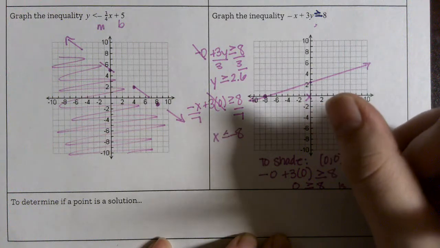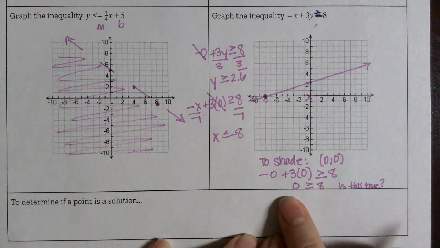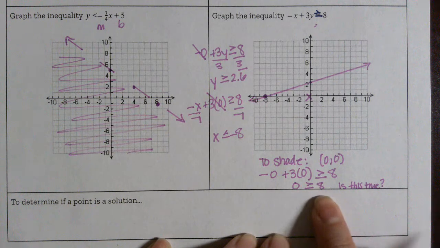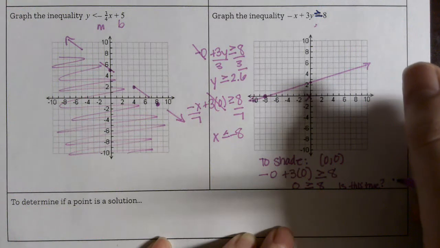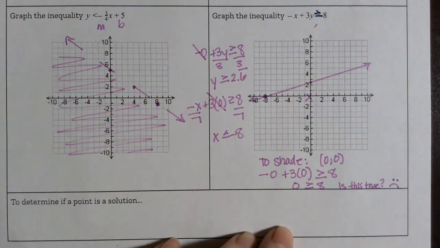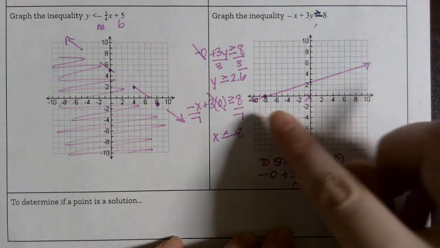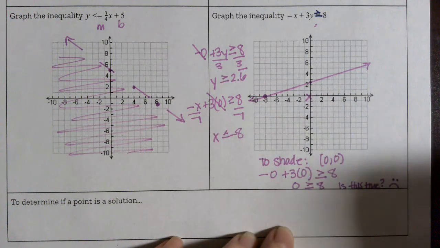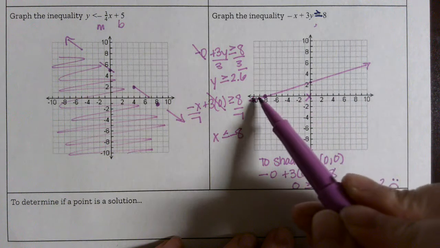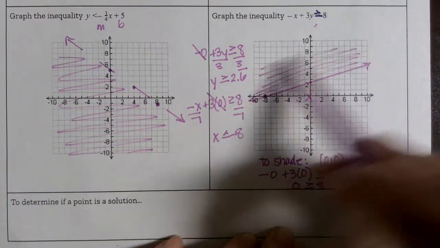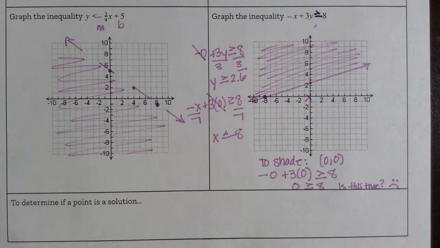And I need to ask myself, is this true? Is 0 greater than or equal to 8? Hopefully you said no, because it is not. And so that means this point, 0, 0, is not true, which means this whole side is not true. So I want to leave it blank because this is not true. That also means that this whole side is true. So I'm going to shade that side. So wherever it's true is where you shade.